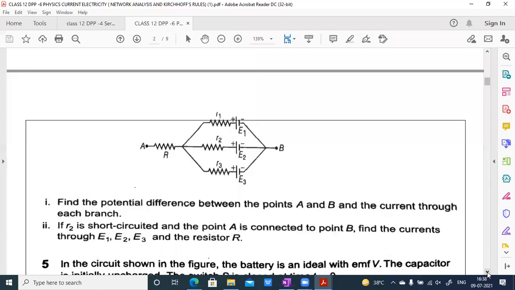We can consider their internal resistances. Now, based on that, we can make it as one combination, finding the equivalent resistance and equivalent EMF of this combination.